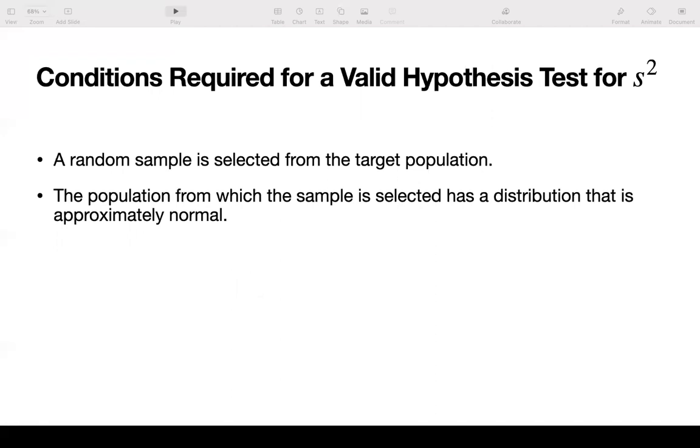So here are the conditions required for a valid hypothesis test for S square. A random sample must be selected from the target population, and the population from which the sample is selected has a distribution that is approximately normal.